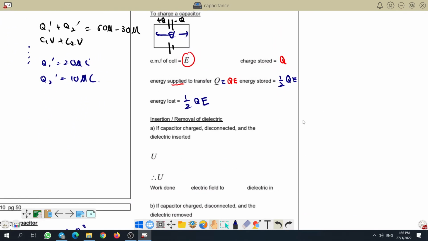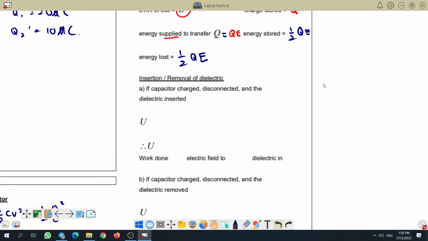Okay, now for this one we look back in terms of energy, insertion or removal of dielectric. If a capacitor is charged and then disconnected, and then dielectric is inserted, does the U increase or decrease? It's charged, then you disconnect it, then you insert it. Do not immediately assume. It's actually not easy because you need to know first which formula to use, which depends on what is constant.